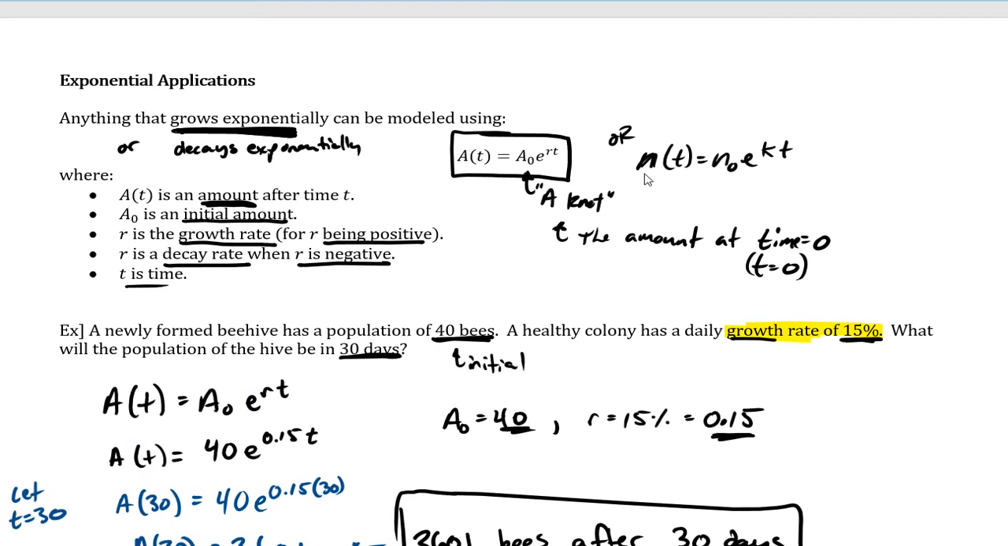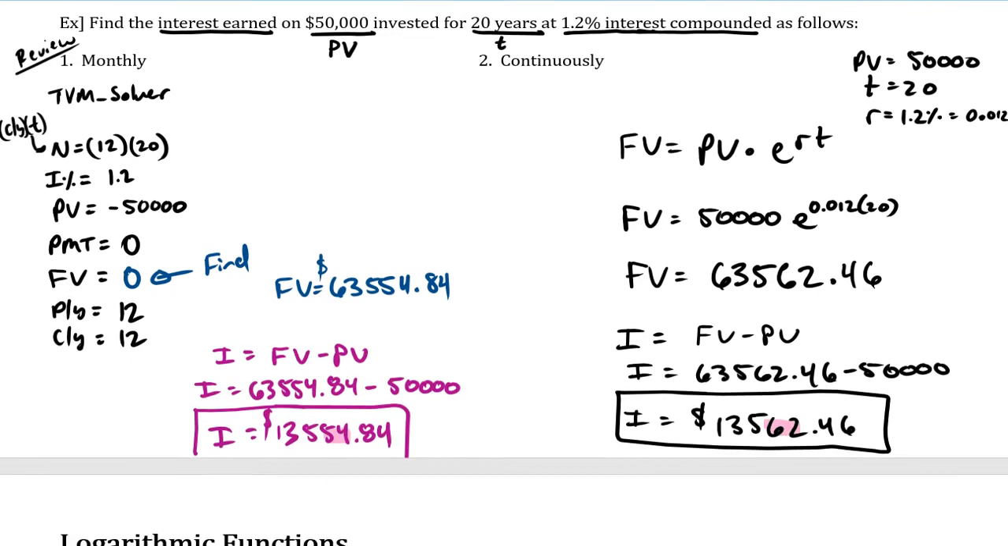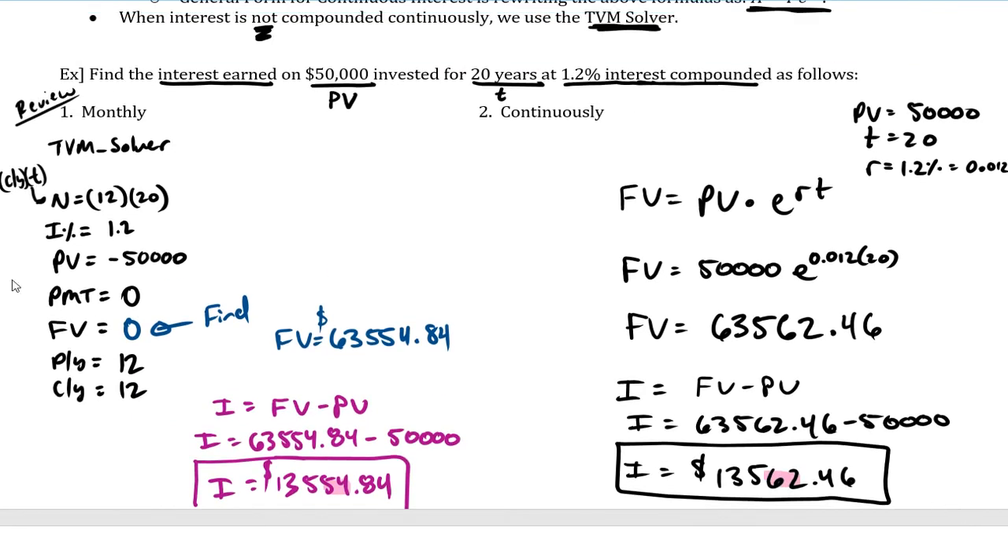So the application of them is usually pretty nice because it always has this form. So if you see exponential growth, or if it says a growth rate or a decay rate, we know it's this formula. Or if it's compounded continuously, we know it's this formula.